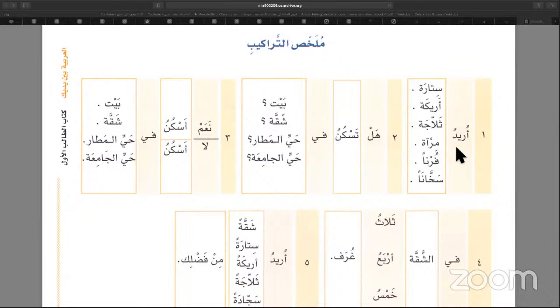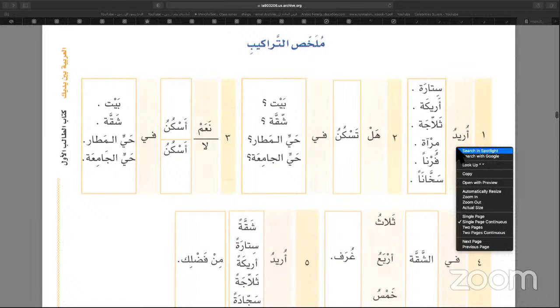أريد ستارة. أريد ستارة. What does that mean? You want a trash bag? أريد, what does أريد mean? I forgot. I want. I want Asia to remember the words that I'm giving her in the class. أريد. Okay.